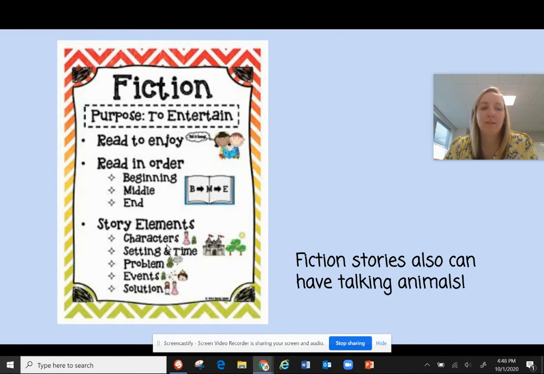And here are the story elements again. There's characters, setting and time, problem, and the solution. And I wrote a little note here for us, and it says fiction stories also can have talking animals, and that's called dialogue. When characters in the book are talking, that's called dialogue. So it's something else we're going to learn today.